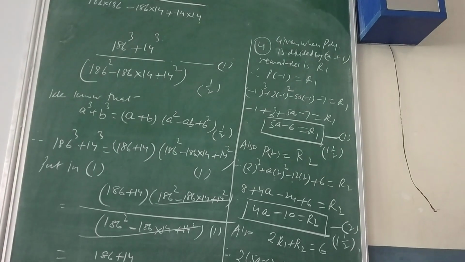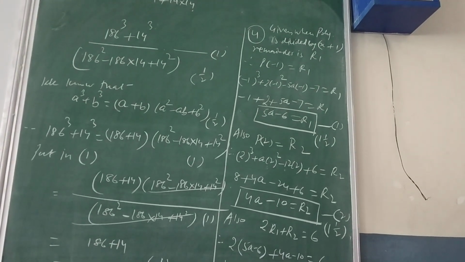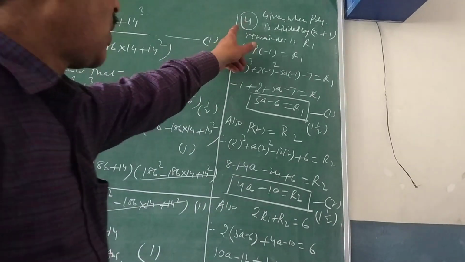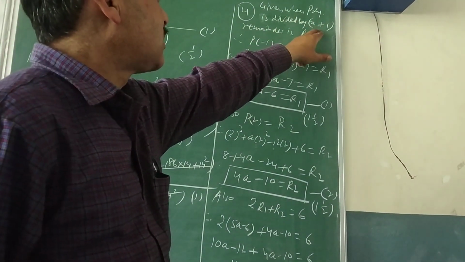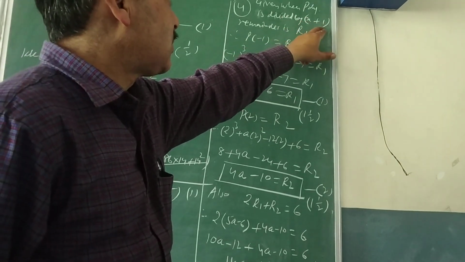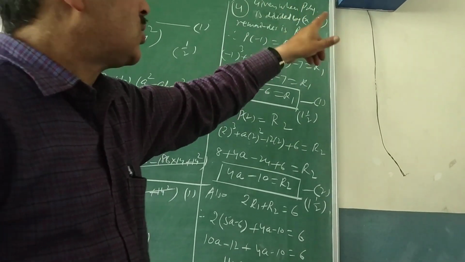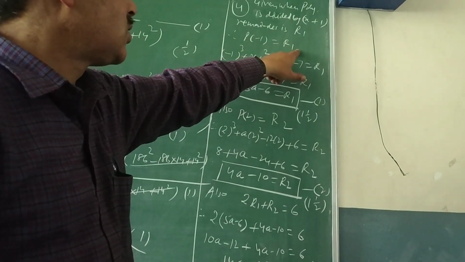Then the last question, number 4, was that you are given a condition with 2 different polynomials. In the first case, it is mentioned that if this polynomial is divided by x plus 1, then its remainder is r1. If I divide by x plus a, the remainder is p of minus a. That means my remainder will be p of minus 1, and this is given as equal to r1.